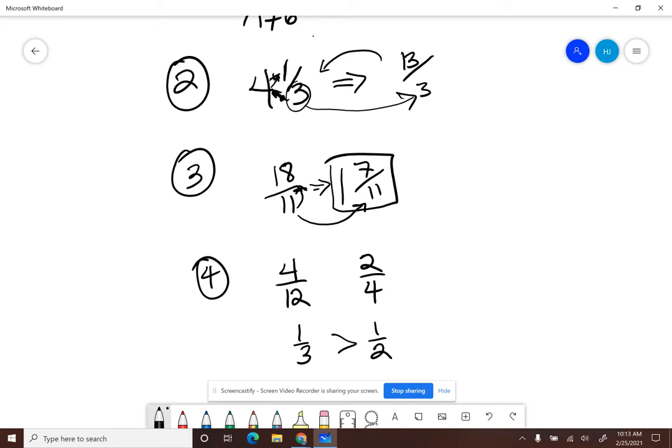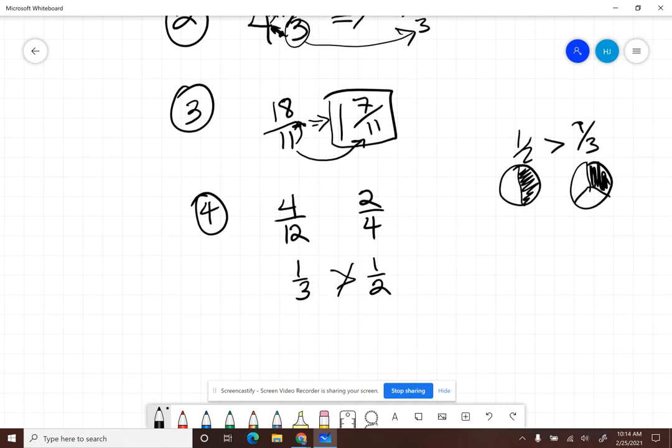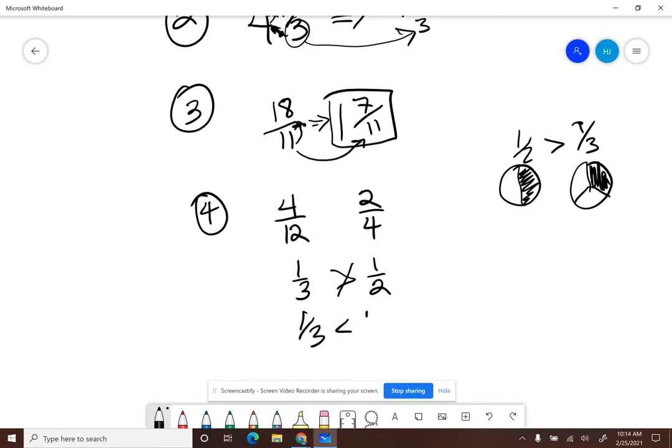But I want you to just think about this for just a second. What if we drew a little circle, and we split this one in half, okay? So that represents a half. This one, I'm going to have to split into thirds. And if I'm talking about 1/3, I'm talking about this. Now, which one of these is greater? Actually, the half is greater than 1/3. So actually, this is not correct. That should actually be less than, okay? So 1/3 should actually be less than 1/2.